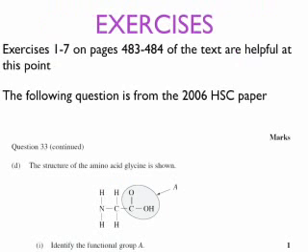Have a look at this example from the past 2006 HSC paper, and also take note of the exercises you can do on those pages of your textbook. 2006, question 33D simply asked this question. The structure of an amino acid glycine is shown. Identify the functional group A.